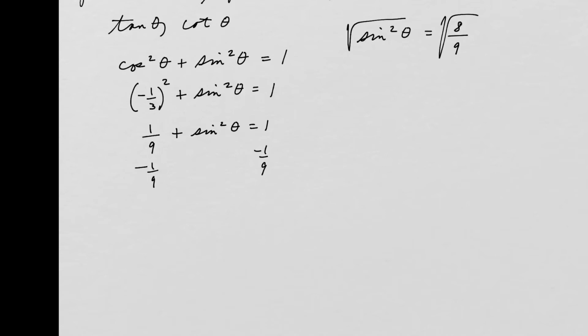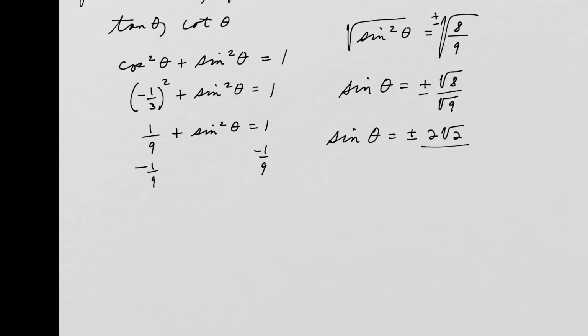And then if I want to get sine by itself, I need to take the square root of both sides. And I have to allow for the possibility it could be positive or negative. So sine of theta is going to be plus or minus the square root of 8 over the square root of 9. But it turns out 8 I can write as 4 times 2. So I could pull out a 2, and I'm left with a radical 2 inside. So square root of 8 is 2 radical 2. And then square root of 9 is just 3. But the question is, which one do I use? Do I use the positive or negative?